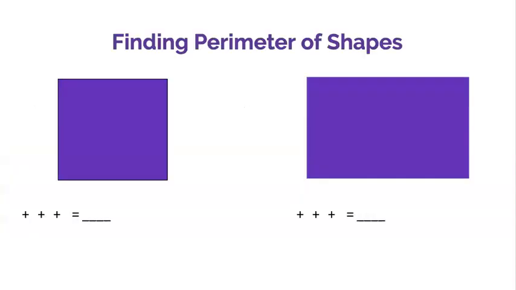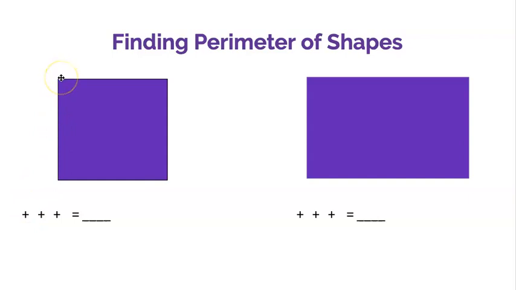Alright, this first slide is new. It's talking about finding the perimeter of shapes. You have to find the distance around a shape. What you have to do is measure each side, write down how much each side measures, and then add them all up to find the total perimeter around.